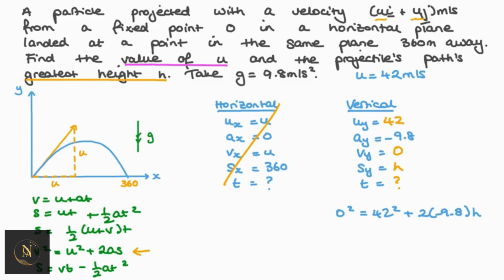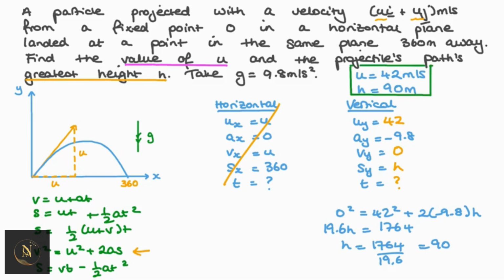Substituting what we know about our particle, we get 0 squared equals 42 squared plus 2 times negative 9.8 times h. 42 squared is 1,764, and 2 times 9.8 is 19.6. So we add 19.6h to both sides, and all that's left to do is divide through by 19.6. That gives us a value of 90. And so we can say that u is 42 meters per second, and the projectile's path's greatest height h is 90 meters.